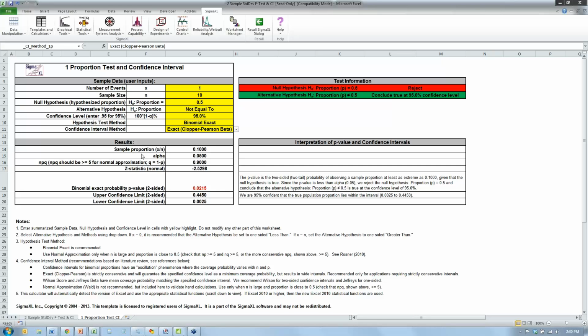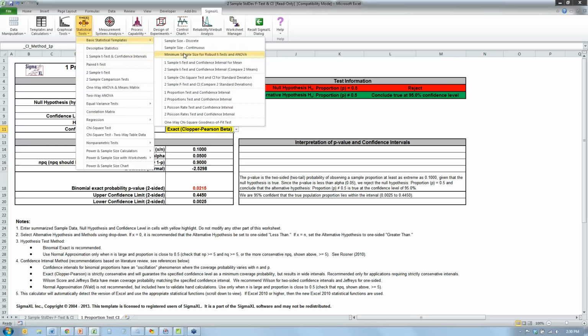All right, so that's the one proportion test. These numbers, basically, are just example numbers. You can change them. So the next template is the two proportions.